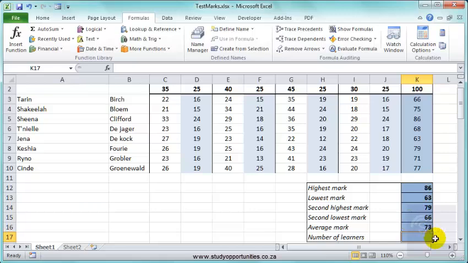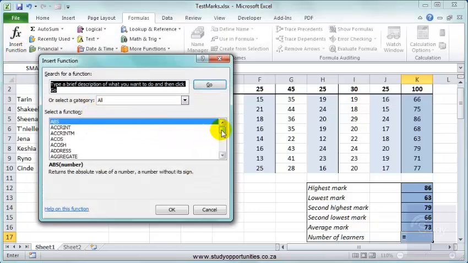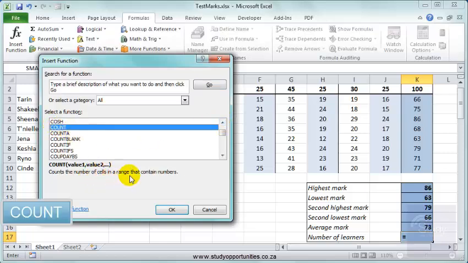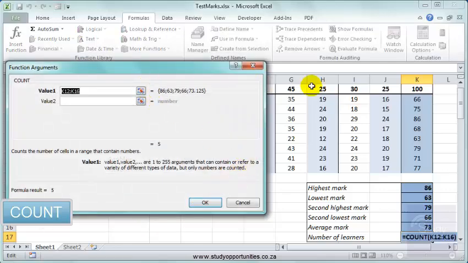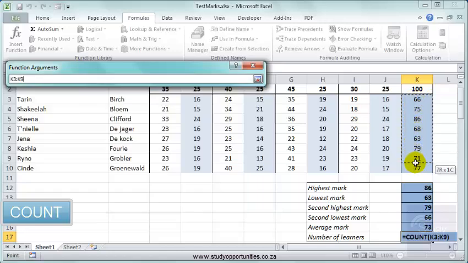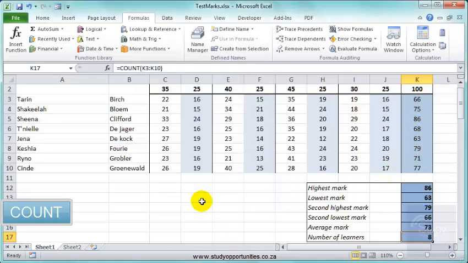Number of learners, the function is going to be, what is it? Let's try something. It's probably going to be count. Count the number of cells in a range that contain numbers. That's right. And the range is that range. Okay, it's 8.